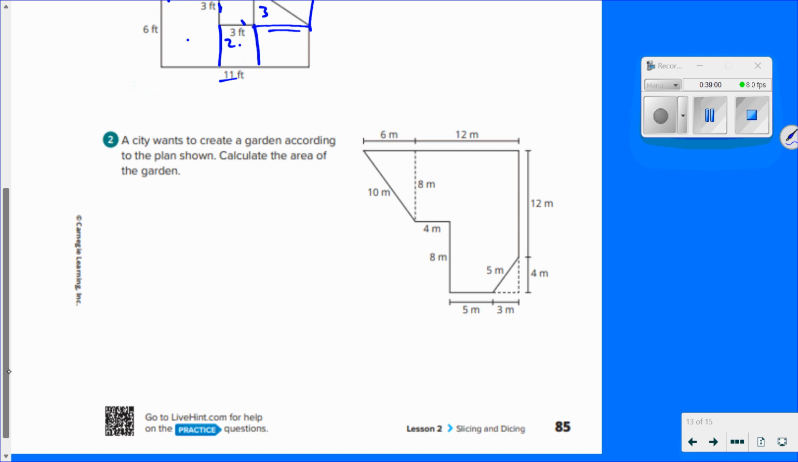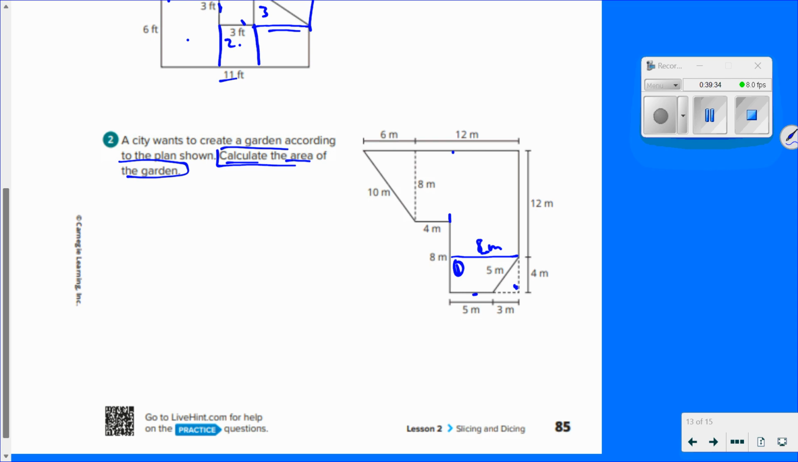This was the most missed on last year. The city wants to create a garden according to the plan shown. Calculate the area of the garden. There's our task. And on this one, probably easiest, this little triangle right here caused a lot of issues. One thing we could do is a trapezoid here, because I know that this base would be 5. I know that this base, if I took the 4 away from the 12, would be 8. And I know that my height is 4.